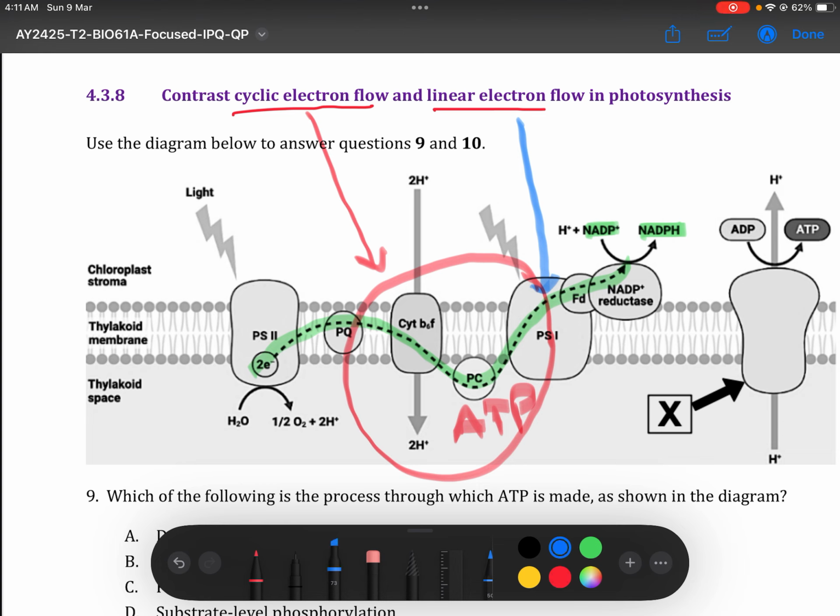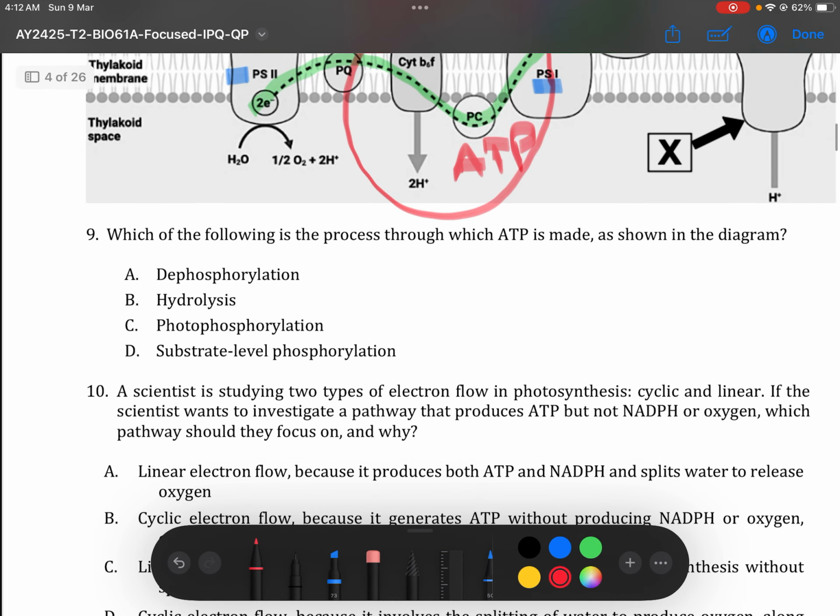You can also see many more differences. For example, the linear involves both PS2 and PS1. Both systems are involved, while only PS1 is involved in the cyclic one. NADPH and ATP are the products of the non-cyclic, which is also known as the Z scheme, or linear electron flow, while only ATP is produced in the cyclic one.